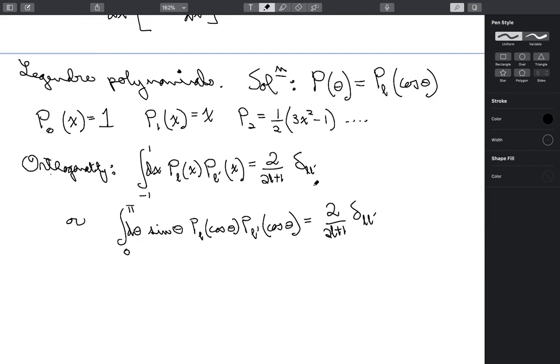And you see what it is. Another thing that you can note, nota bene, if you evaluate any Legendre polynomial at 1, you will get 1.